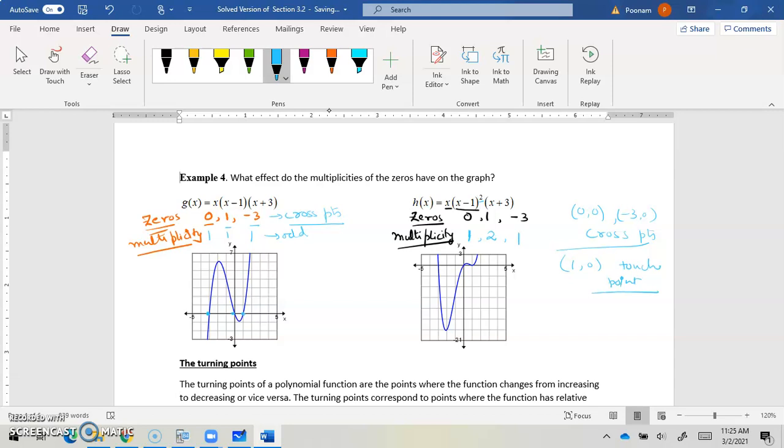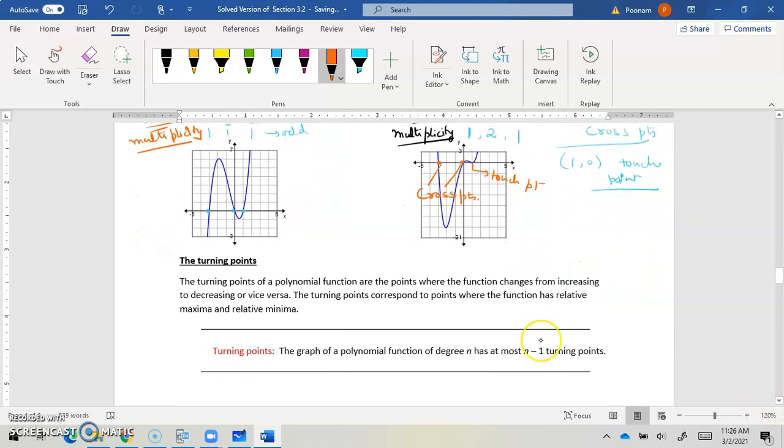So let's check the graph. Here it is passing through negative 3, it just crosses. It passes through 0, just crosses. It touches 1 and goes back. So this is a touch point, and these two are cross points. It tells us a little bit about the graph.